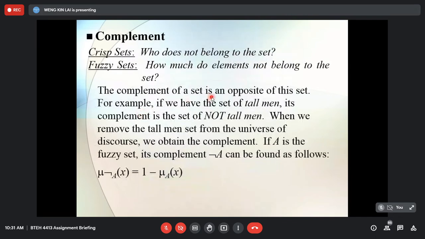So the complement of a set is the opposite of this set. For example, if you have a set of tall men, its complement is a set of not tall men. When we remove the tall men set from the universe of discourse, of that height, we obtain the complement. So if A is the fuzzy set, its complement is this, again, this sign, which represents complement or not. Right? So the membership for this complement can be found from this. So say 1 minus the membership for the actual set itself.